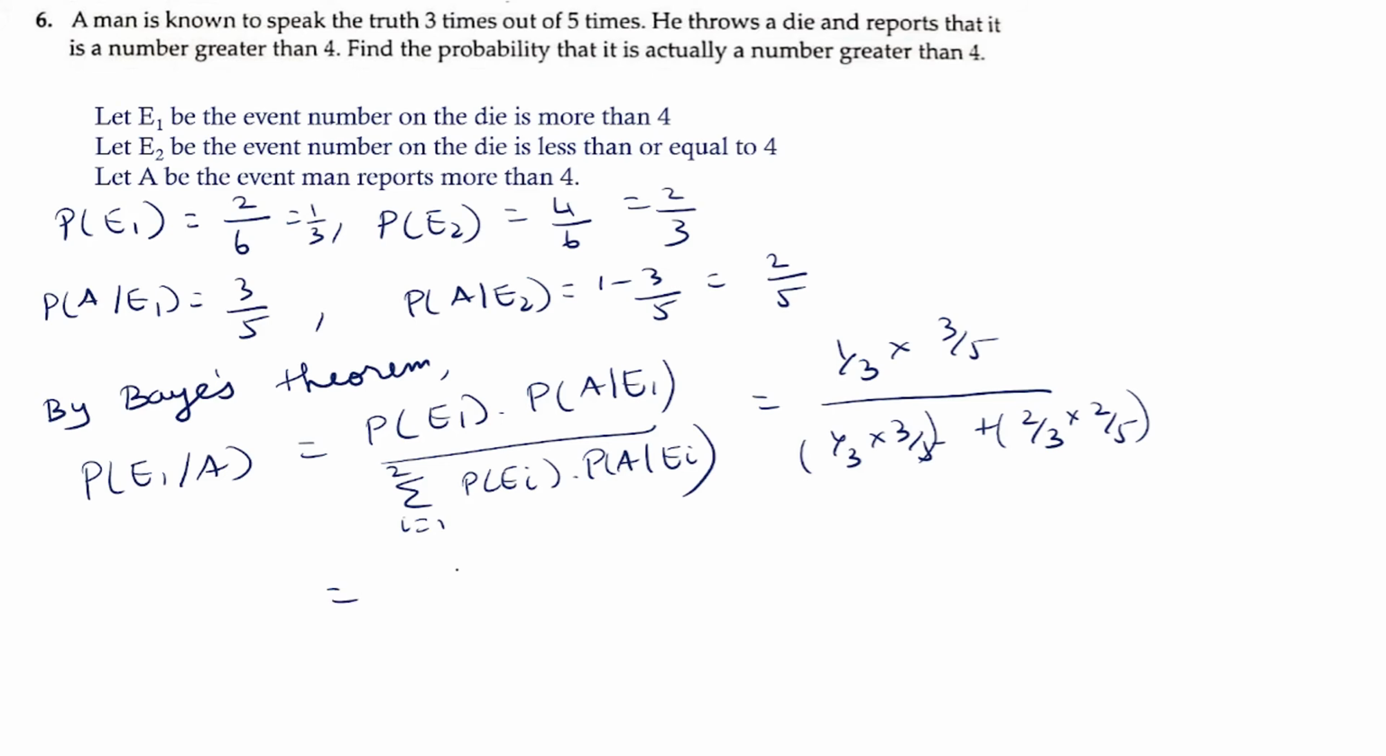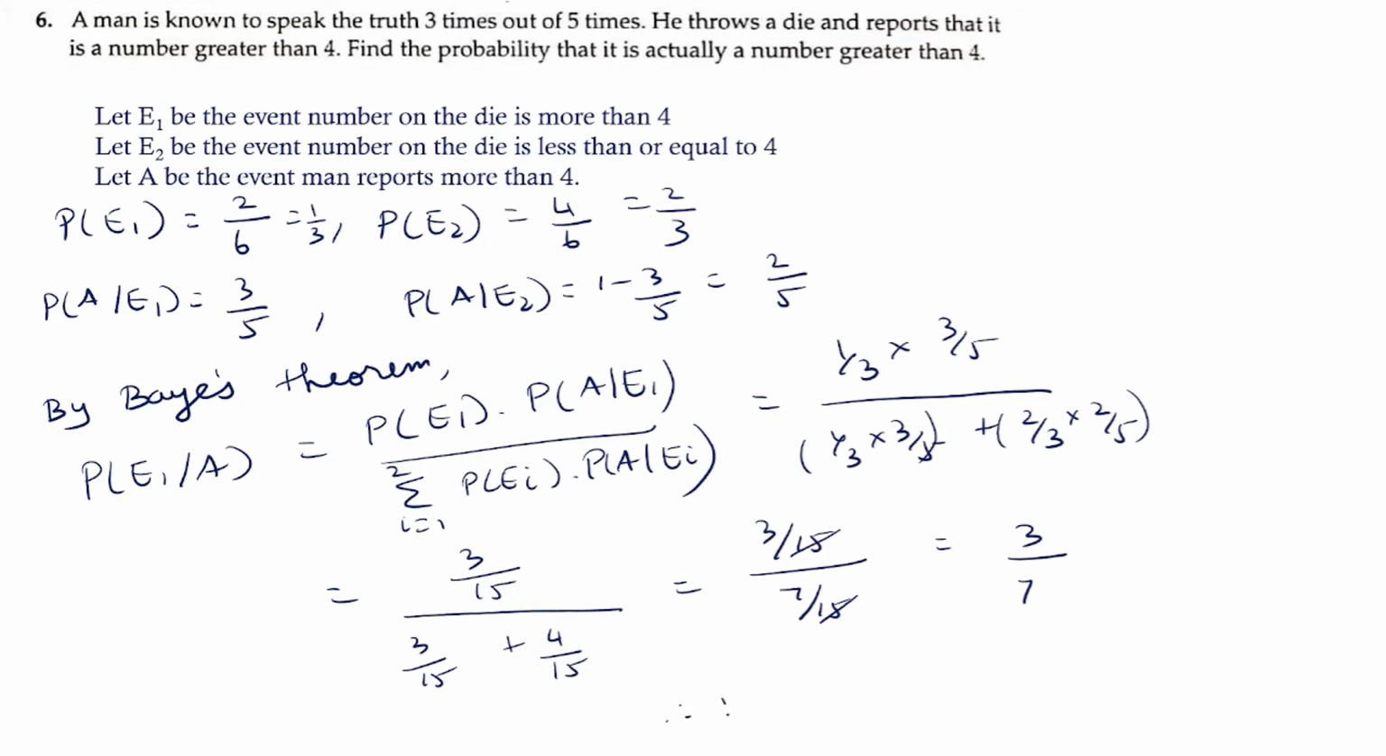So this is equal to 3 by 15 upon 3 by 15 plus 4 by 15. So this is 3 by 15 upon 7 by 15. So 15 will cancel. This is equal to 3 by 7. Therefore, probability of E1 given A is equal to 3 by 7.